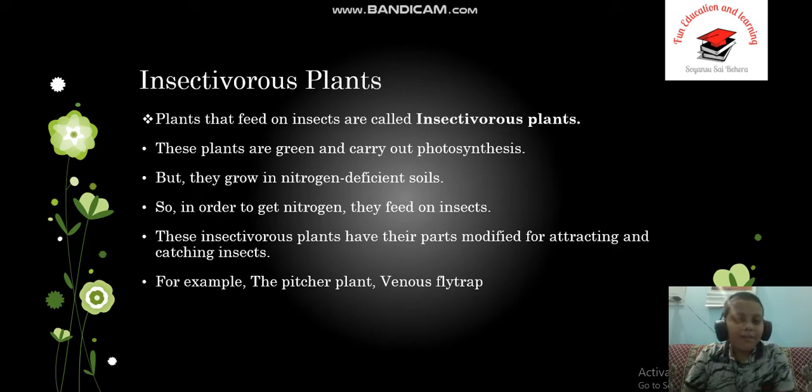I think you have not seen them. They can do photosynthesis. They are green, but they grow in nitrogen deficient soil, or nutrition is not available in the soil in an accessible manner. So they eat insects so that they can get nitrogen and other nutrition from the insects.